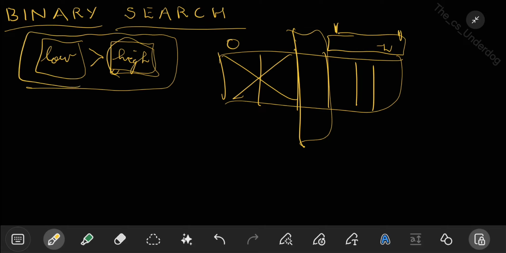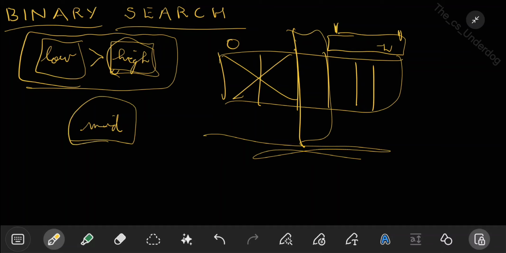That is, if you want to say the target is not in the array, your low value should be above high at some point. So this is the base condition. In order to write the solution, you should know this base condition, that is, when to stop. And secondly, you should know how to divide the array. You have to have a mid value. Then you have to compare the mid value with the target.